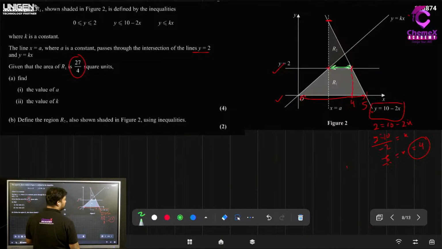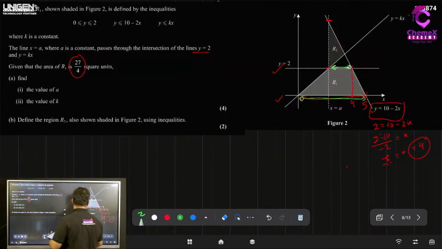That is going to be what? This entire gap is 5. What is this gap? This is going to be 4 minus alpha. From here to here it's alpha, no? Understood? So the entire thing from here to here is 4, and this part is 4 minus alpha. Then let's use the area equation.